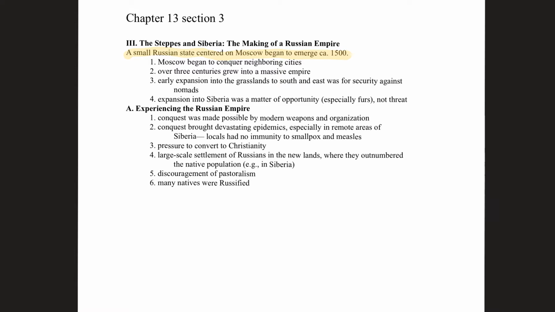But around about 1500, Moscow begins to conquer some of the neighboring cities. This is why the expansion is local, because they're going and beating up their neighbors, and pretty much everybody else, with the exception of the Europeans, is doing this. Early expansion of the grasslands to the south and to the east is for security against the nomads. Even though the Mongols have left, you still have nomadic groups that are causing problems for some of the settlers that are going into the grasslands to establish farming communities there.